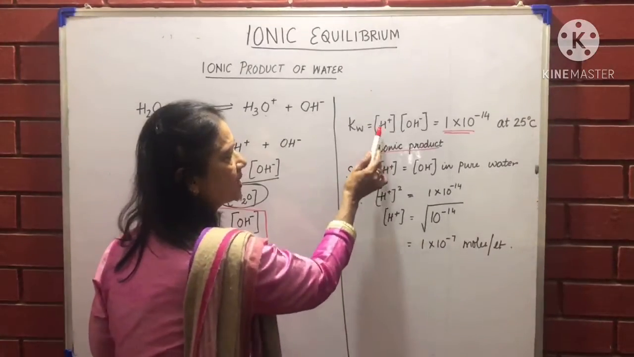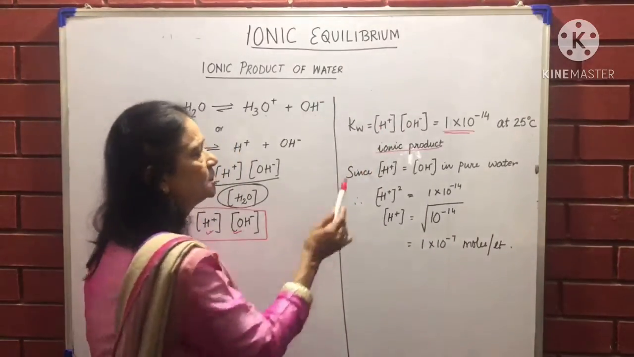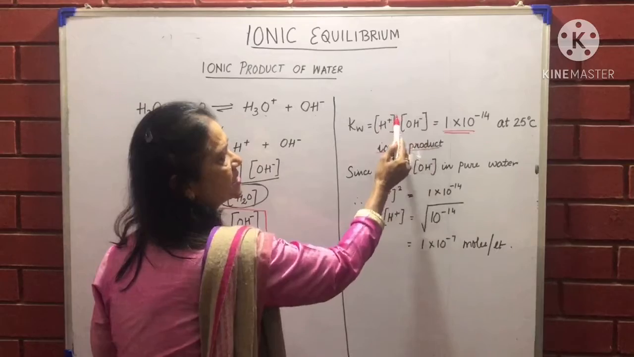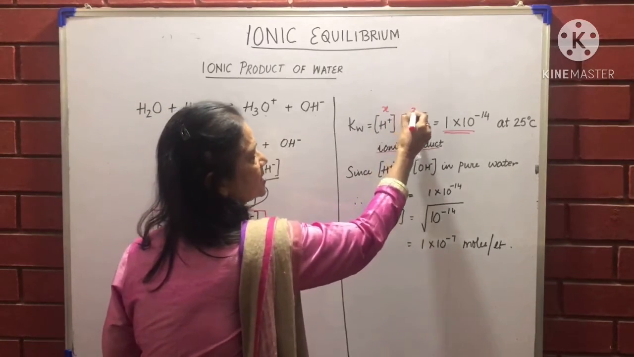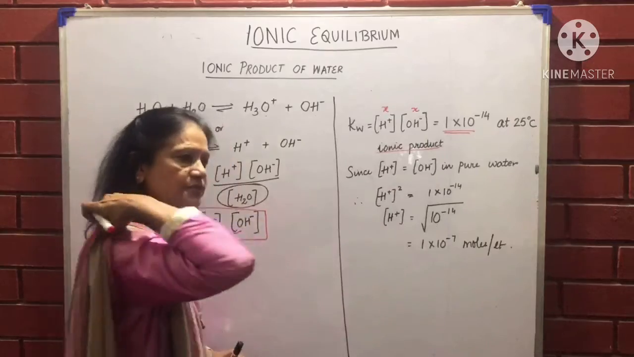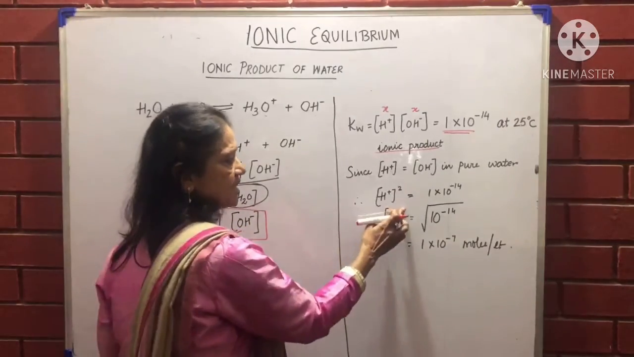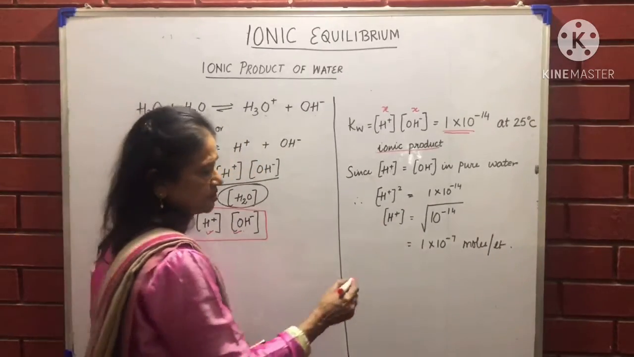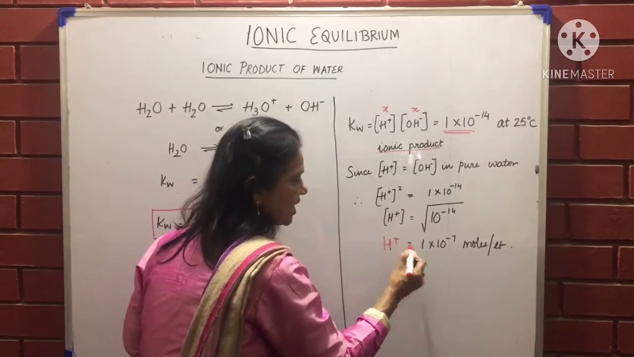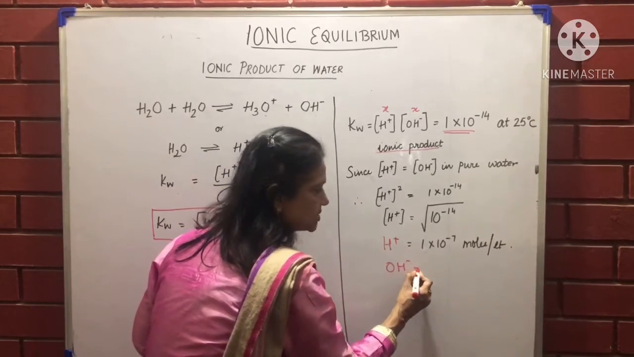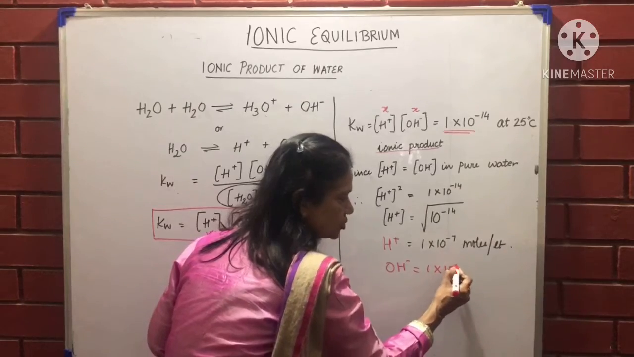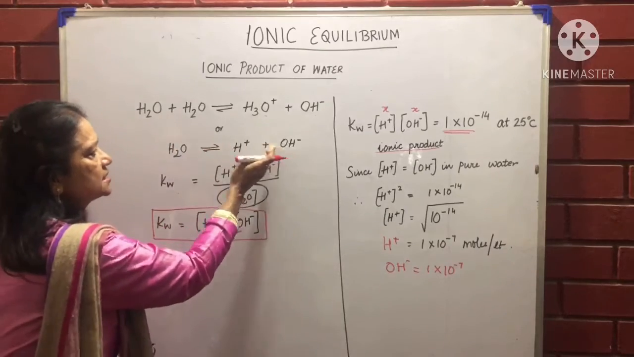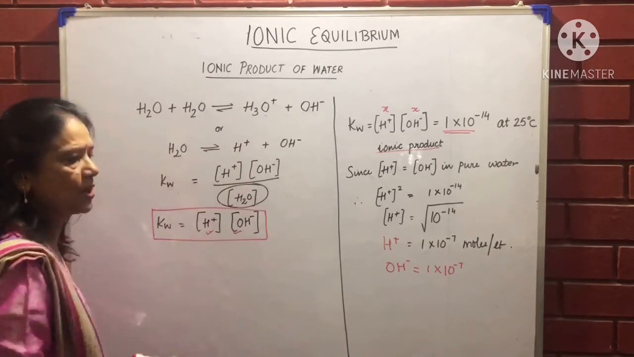Since in pure water I can say H plus ions and OH minus ions are equal, so I can say H plus ion square is equal to this, both of them are equal. I can take this as x, this as x, so it becomes x square is equal to 10 to the power minus 14. And H plus ions is under root of this, so it becomes 10 to the power minus 7 moles per liter. So we will be using H plus ions value as this, and also OH minus value is also 1 into 10 to the power minus 7. So ionic product of water means ions, when they are multiplied, what do I get?